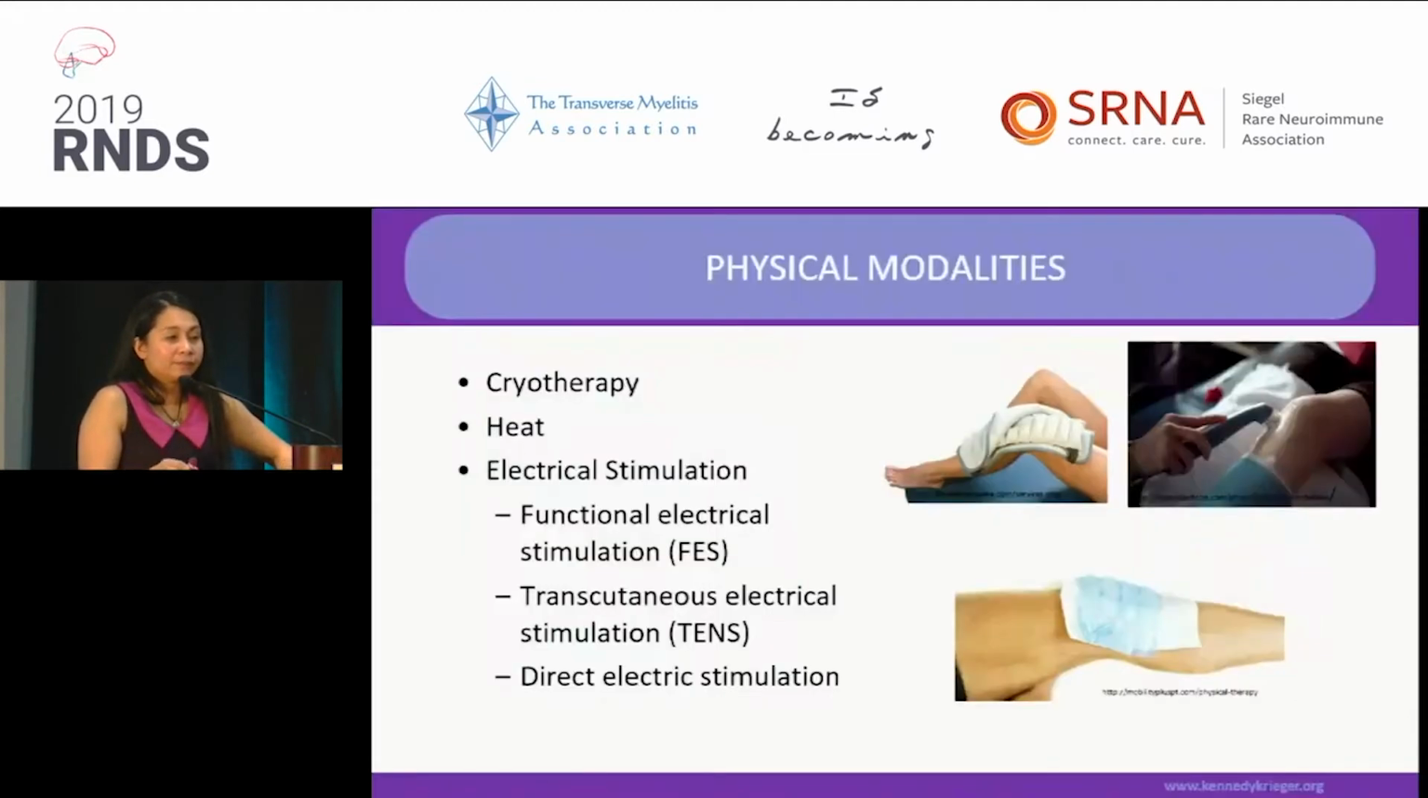Now, physical modalities. Cryotherapy, also known as cold. Why are you going to put cold on a spastic muscle? Won't you get spasms? That's one of the first things that I get asked. But cold for a short period of time can decrease the sensitivity of the receptors in your muscles that trigger your stretch reflex. Now, heat also helps.